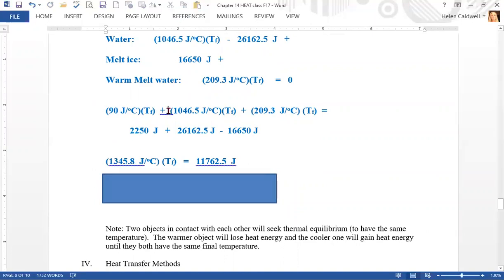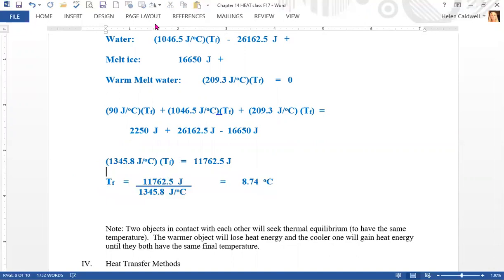And on the right-hand side, we end up with 11,762.5 joules. To get TF all by itself, we obviously have to divide both sides by 1,345.8. We end up with 8.74 degrees Celsius.